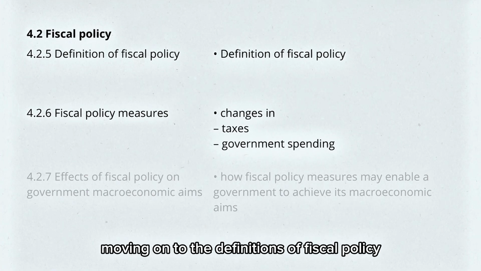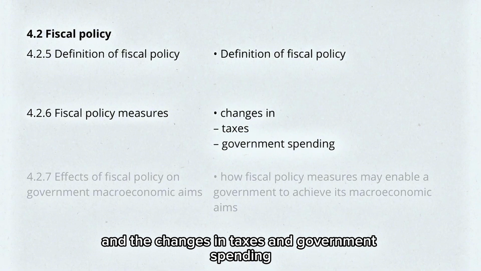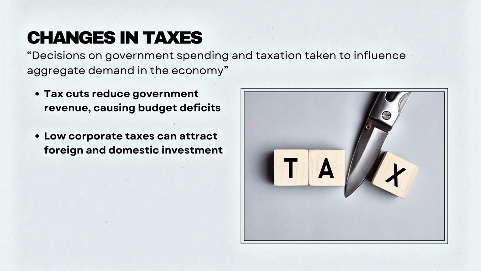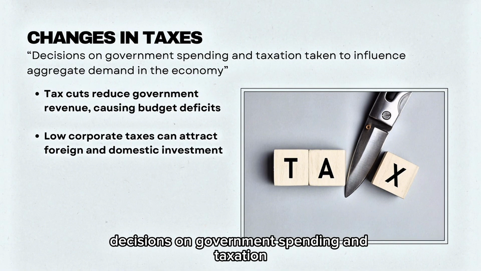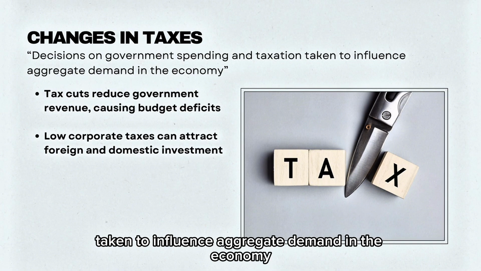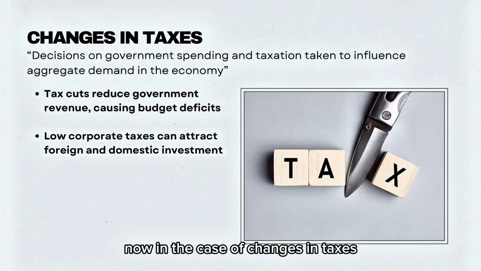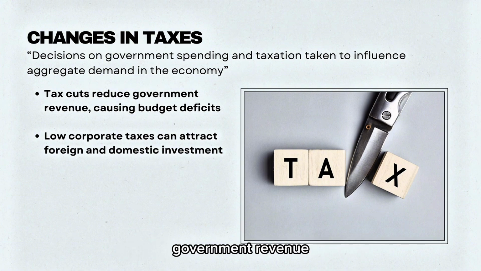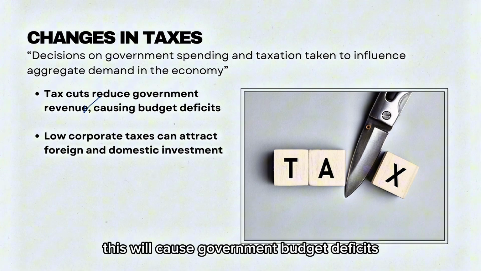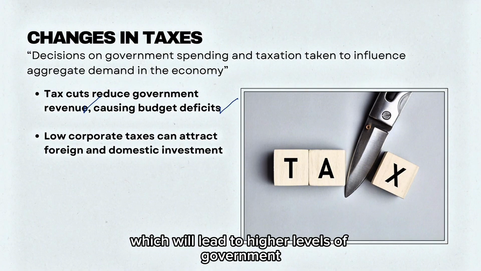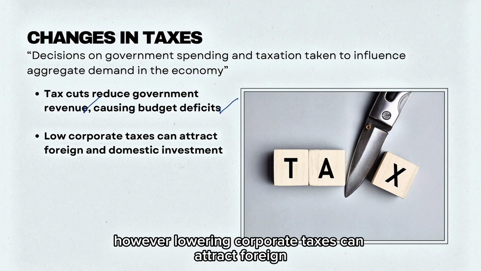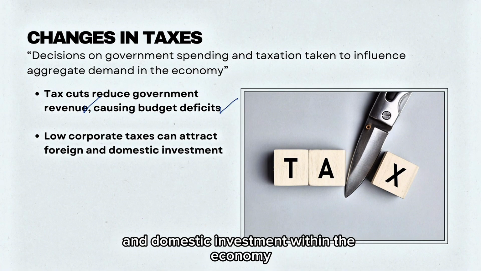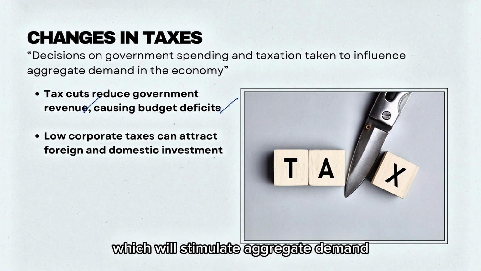Moving on to the definitions of fiscal policy and the changes in taxes and government spending. The definition of fiscal policy is the decisions on government spending and taxation taken to influence aggregate demand in the economy. Now, in the case of changes in taxes, the effect is that it can reduce government revenue. This will cause government budget deficits, which will lead to higher levels of government borrowing. However, lowering corporate taxes can attract foreign and domestic investment within the economy, which will stimulate aggregate demand.